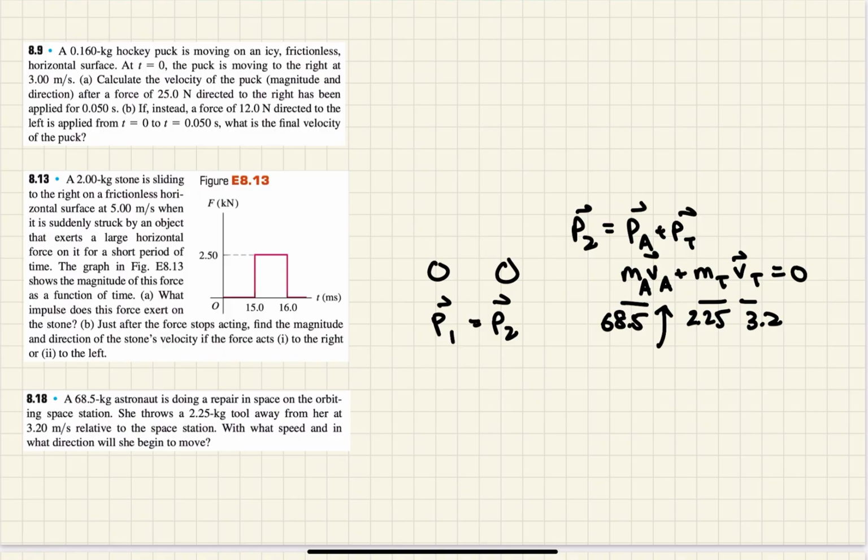So you just solve for v. It's a simple linear equation. You do the calculations, move stuff to the other side, and divide by the mass. You're going to get a VA of negative 0.105 meters per second. And that's your answer. The negative just indicates that she's moving in the opposite direction. All right.